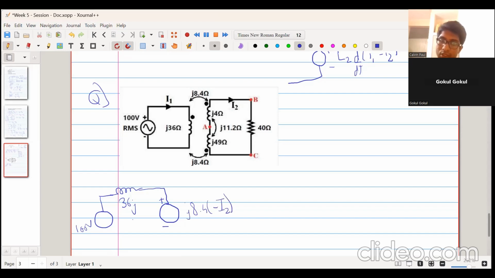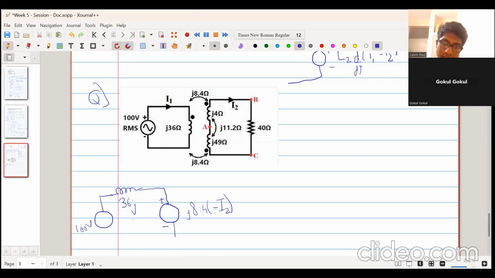So this will be the drop across the voltage which will be induced in this coil due to current I2 flowing through this coil of J4 self-inductance. This drop will be J into 8.4 into minus I2. Plus is because at the dot we put the plus. J into 8.4 is the mutual inductance part. Minus I2 is the current which is flowing into the dot. Okay, so we write it like this.